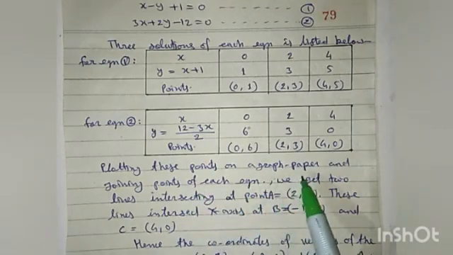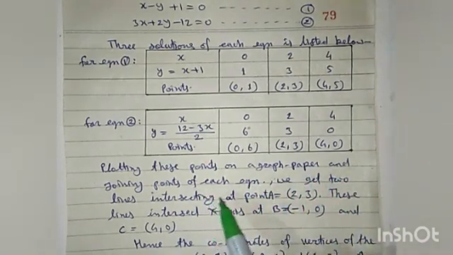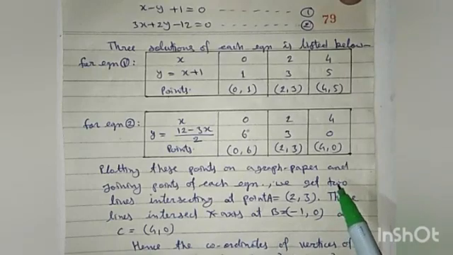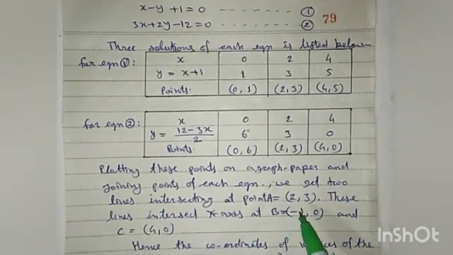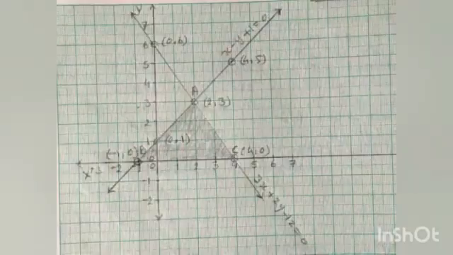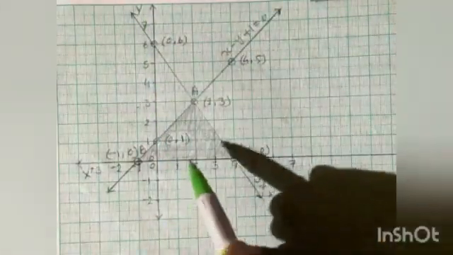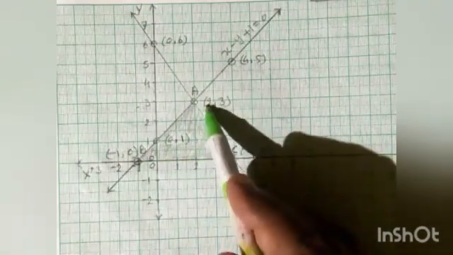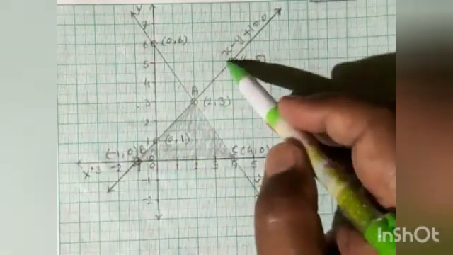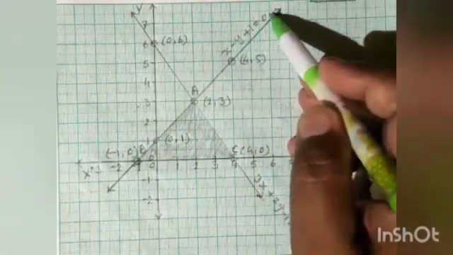Plotting these points on a graph paper and joining the points for each equation, we get two lines intersecting at point 2, 3. Here the graph is shown. The points for equation number 1 are 0, 1, 2, 3 and 4, 5. It is the equation x minus y plus 1 equal to 0.